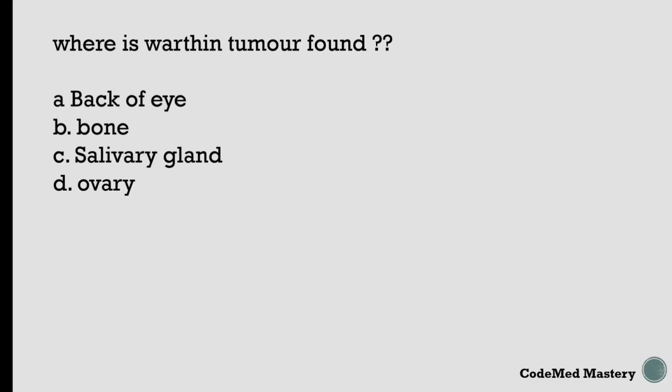Next question. Where is the Warthin tumor found? Option A back of eye, option B bone, option C salivary gland, option D ovary. So the right answer is salivary gland. Warthin tumors are found mainly in salivary gland, that is in parotid gland, which is one of the salivary glands.